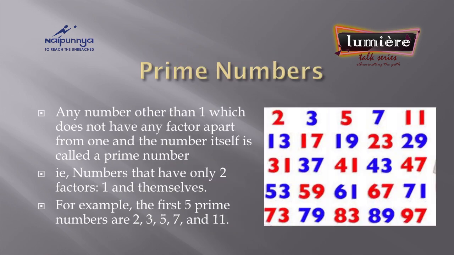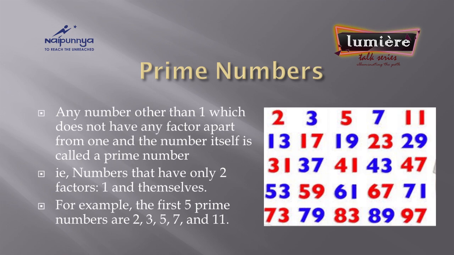Now comes prime numbers. Prime numbers are also a set of natural numbers. The speciality of prime numbers is that they have only two factors, that is 1 and the number itself. Any number other than 1 which does not have any factor apart from 1 and the number itself is called a prime number. For example, the first 5 prime numbers are 2, 3, 5, 7 and 11, because for all these numbers there are only two factors.